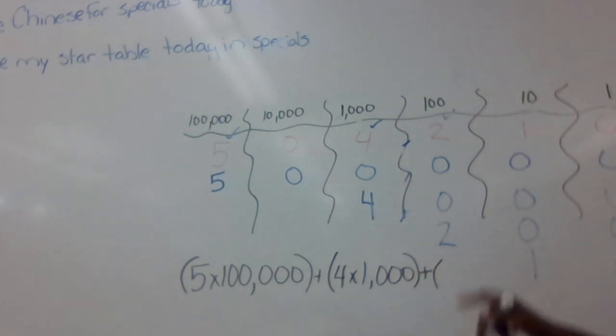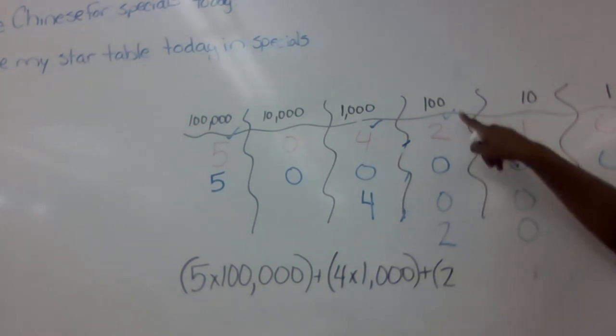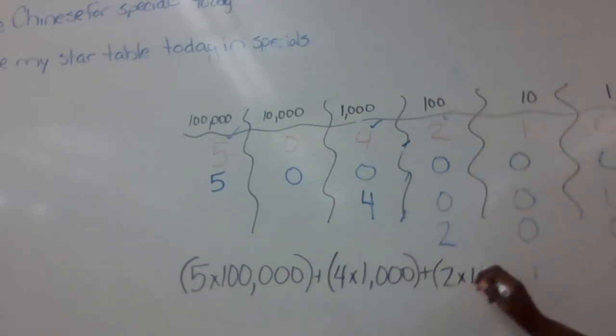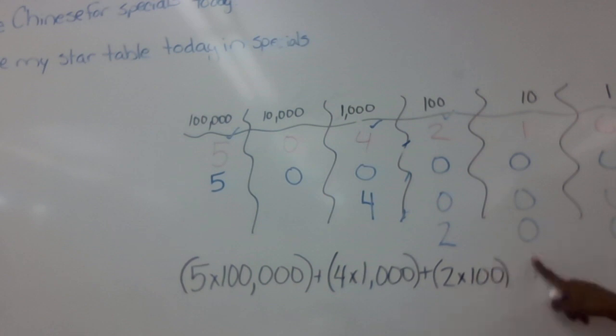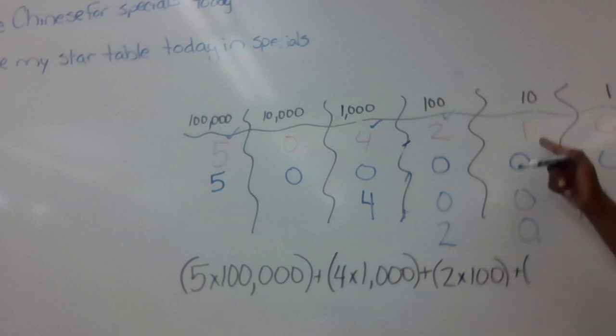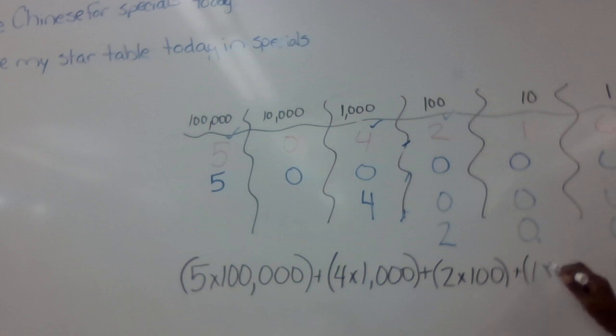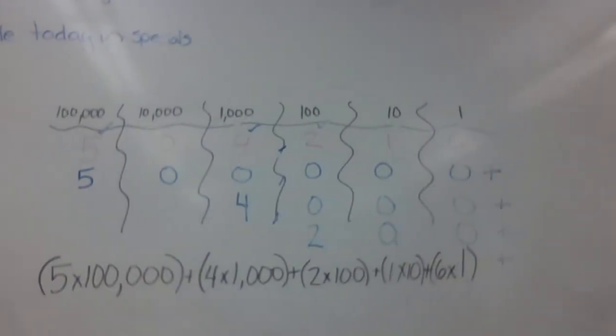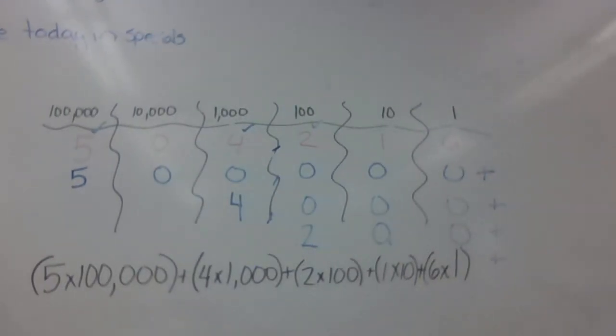Plus, another parenthesis, our next digit is 2. So we're going to put a 2. What place is our 2 in? It is in the hundreds place, so we're going to do times 100. Then we're going to do our plus. Our next number is 1. What place is our 1 in? It's in the tens place. And next we have a 6. And the 6 is in what place? The ones place. And there you have it. We have done expanded form two different ways.